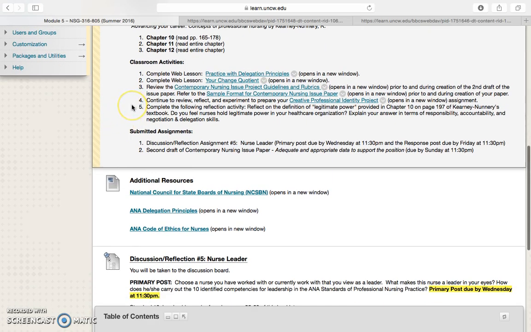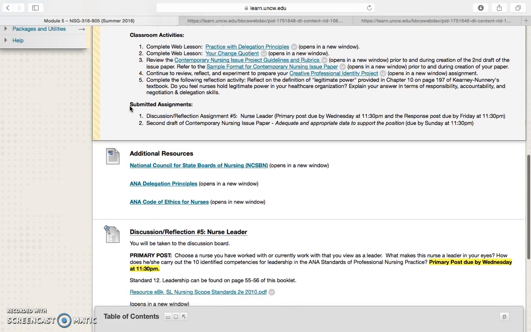We also have a reflection activity that we would like for you to complete. As usual, these classroom activities are not to be submitted and they are not due, but it is something that we would like for you to complete in order to best understand the objectives for this week.